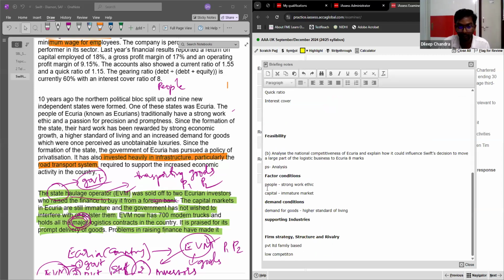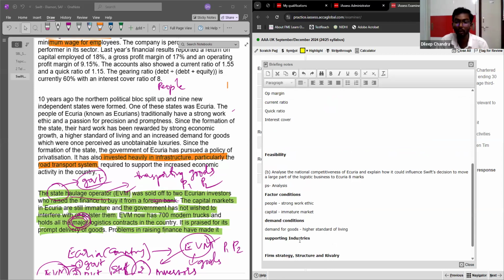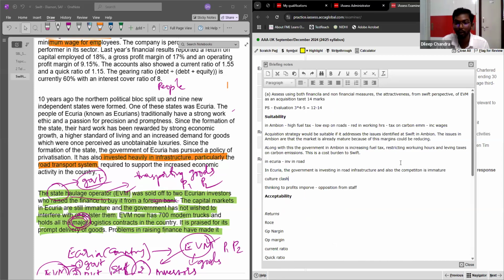We have written that in factor conditions, right? Capital immature market, and then low competition is there. I'm using those points over here as well, right? Why? Because I have talked about the market over here. I'm talking about the market of Ecuria also over here. In Ecuria, the government is investing in road infrastructure, and also competition is immature. Okay.